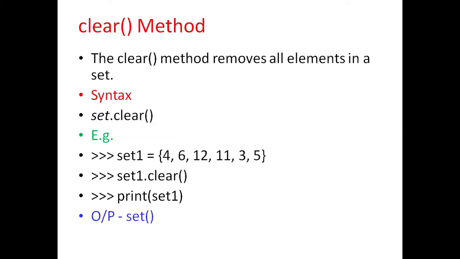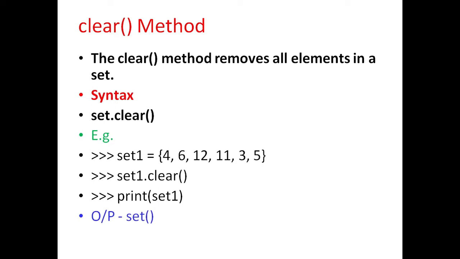Next is the clear method. The clear method removes all elements in a set. The general syntax is set.clear(). For example, if a set is defined with elements 4, 6, 12, 11, 3 and 5, and when we use set1.clear() and print it, it will give the output as an empty set.